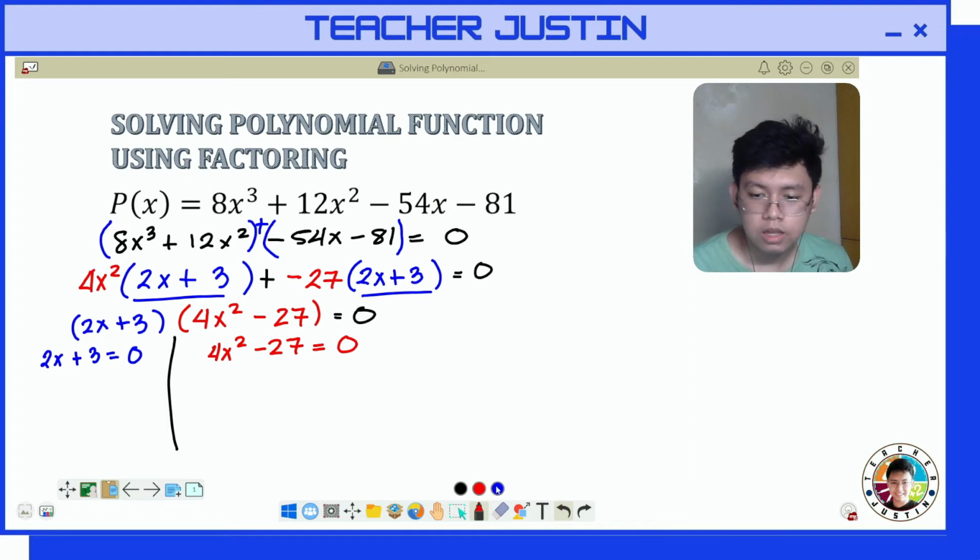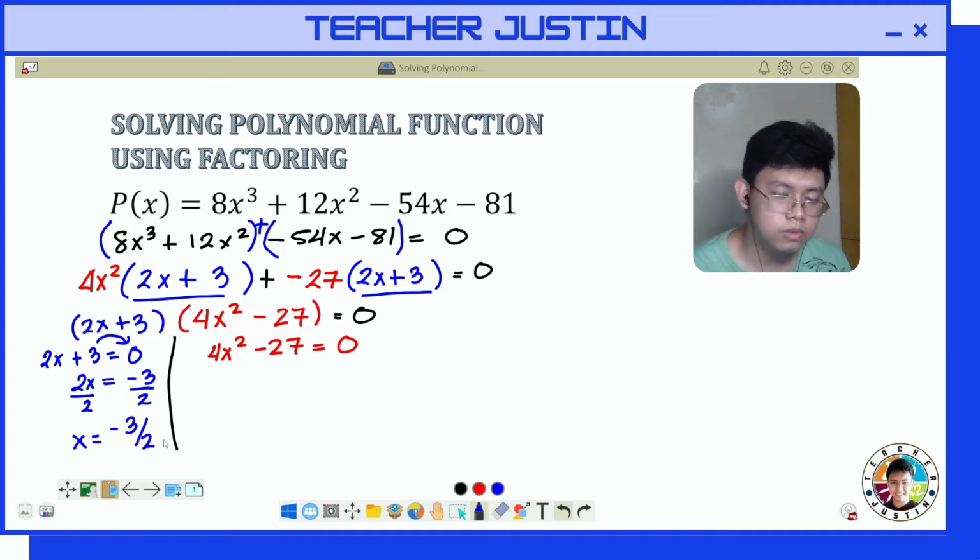So first, let's solve for this equation. Let's transfer positive 3 to the other side, changing the sign. That will be negative 3. Let's divide both sides by 2, giving us x is equal to negative 3 over 2. So that will be our first value of x.